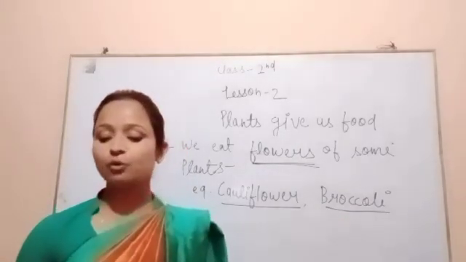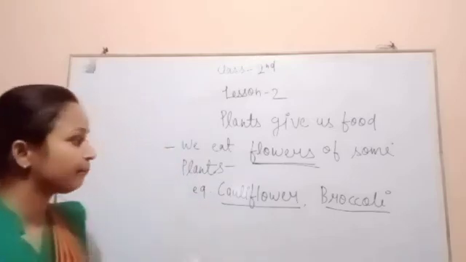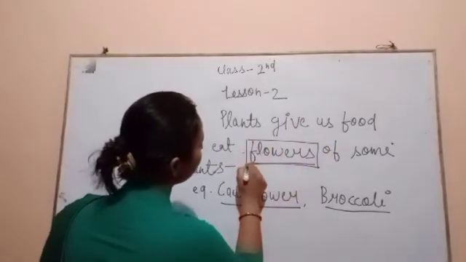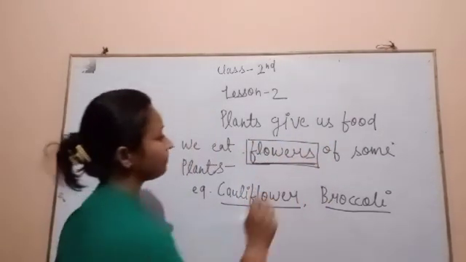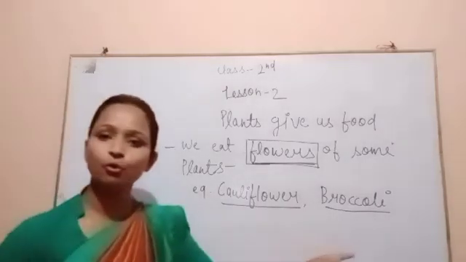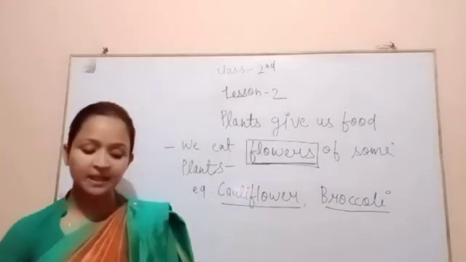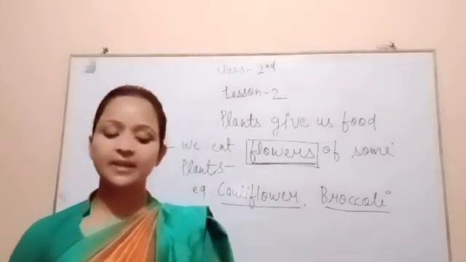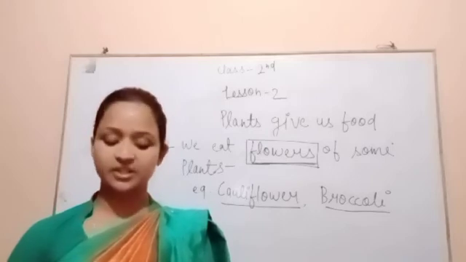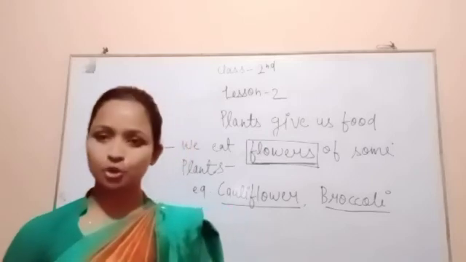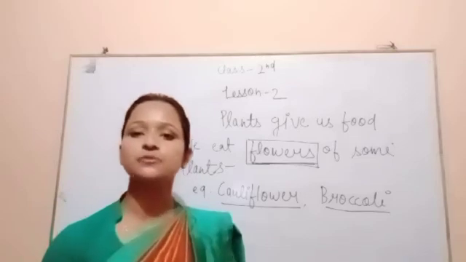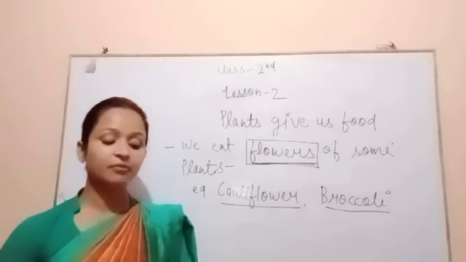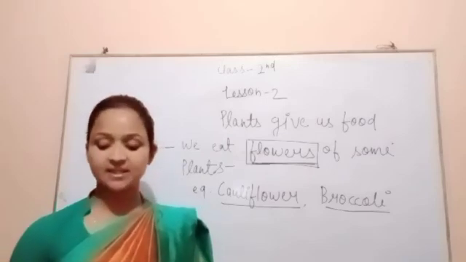They have food stored in their flowers. In which part of the plant? They store their food in the flower part. I think all of you understood till here. So what did we discuss? First, we eat leaves of some plants. We eat stems of some plants. We eat roots of some plants. We eat fruits of some plants. And we eat all parts of some plants. We eat flowers of some plants.